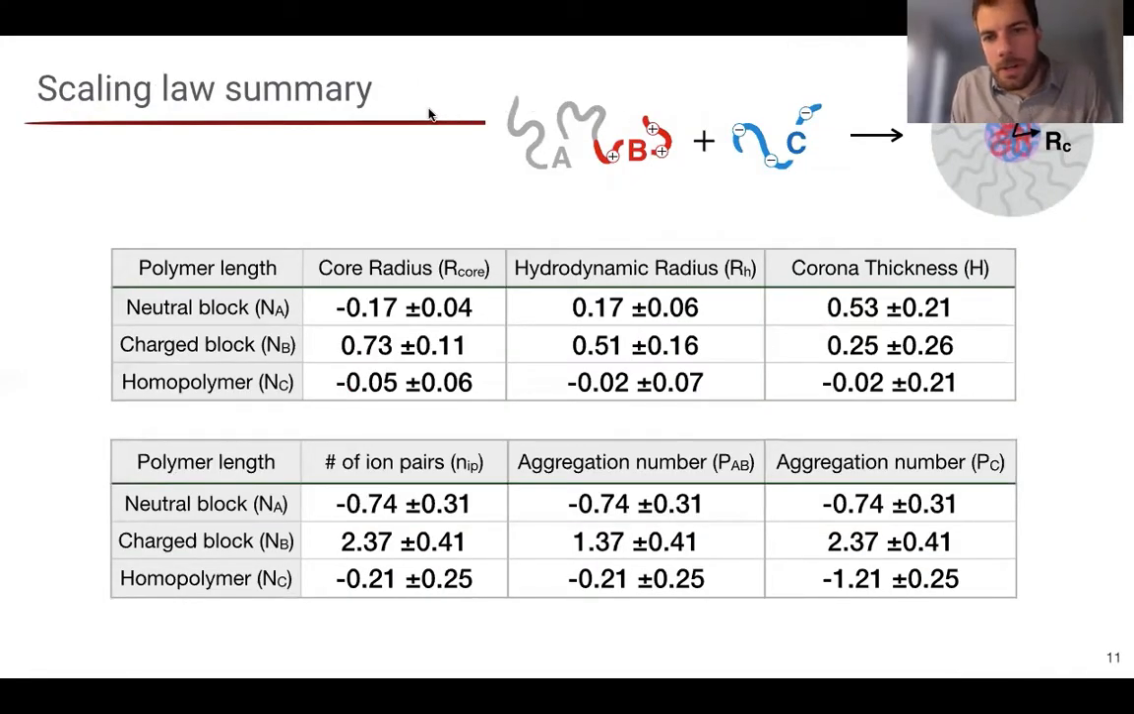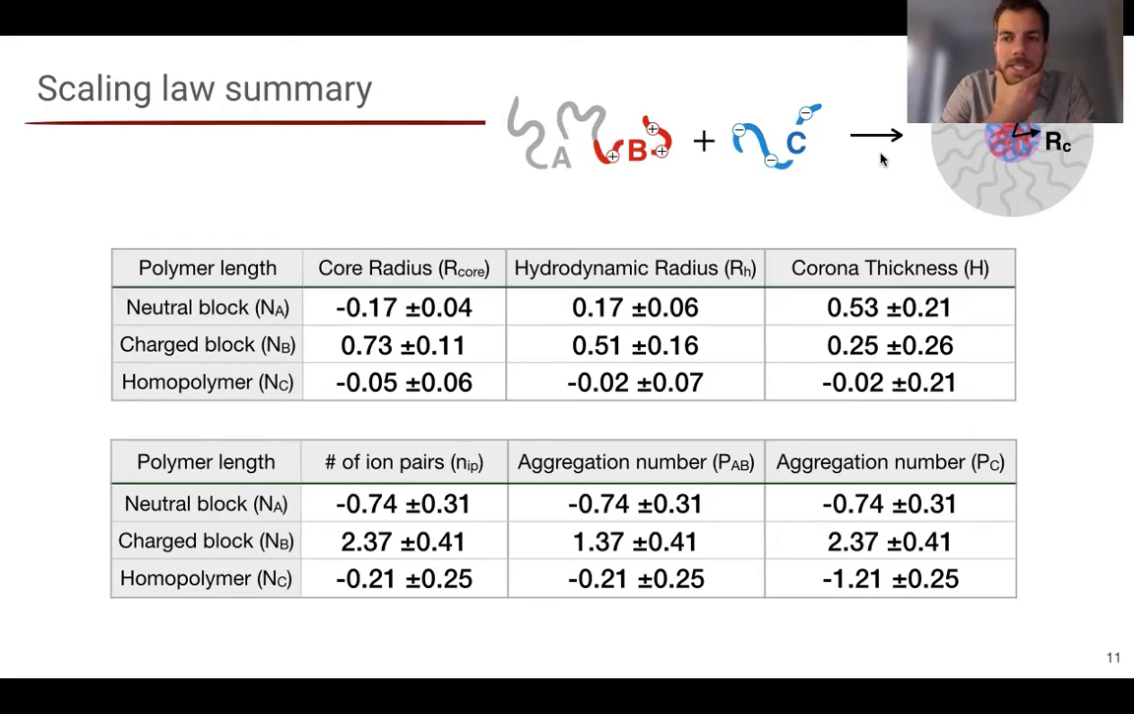And so to summarize here, this is all the scaling laws that I showed today. And this is a lot of numbers here, but the main message is that the B block, or the charge block in the block copolymer, is really driving most of the change here. It's controlling the size of the nanoparticles and the aggregation number. We're seeing a slight effect of both of these from the A block, and then across the board on all these physical parameters that we looked at, we're seeing no effect from the C length.